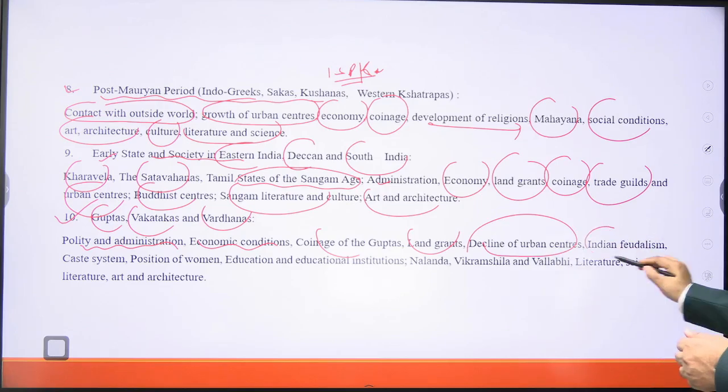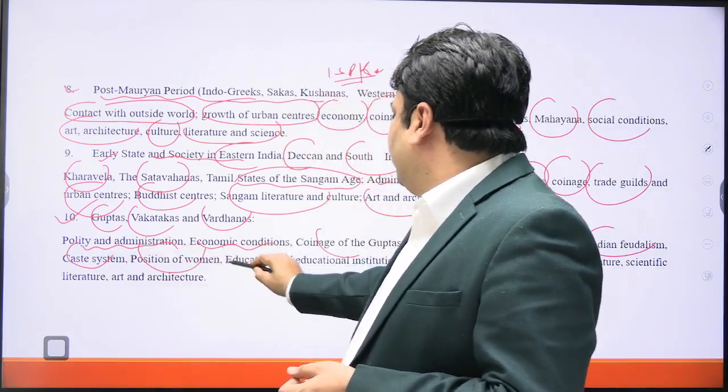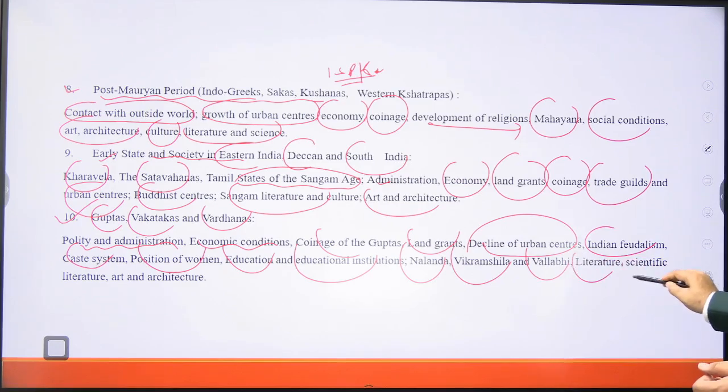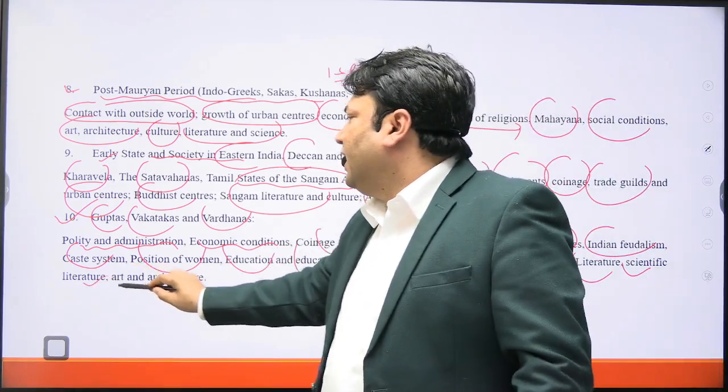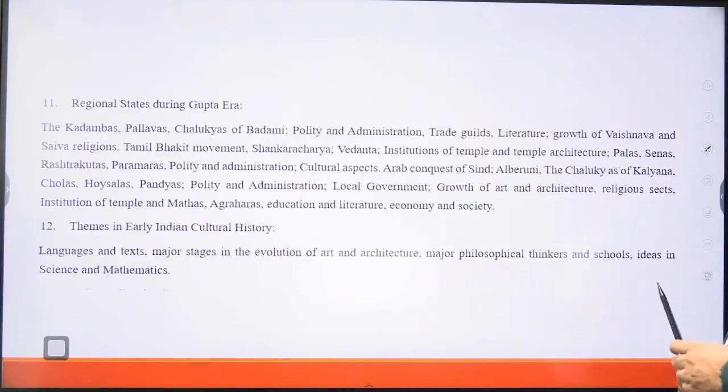We need to study about Indian feudalism. We need to study about the caste system, position of women, education, educational institutions, Nalanda, Vikramsila, Vallabhi, literature, scientific literature, art and architecture. Okay, so in this particular area, we need to cover all these aspects.